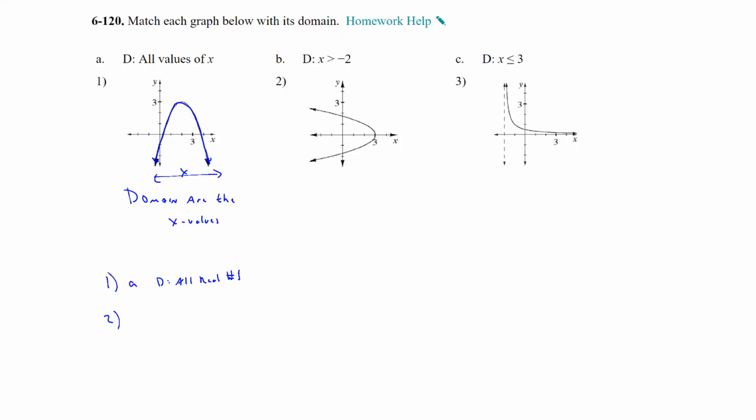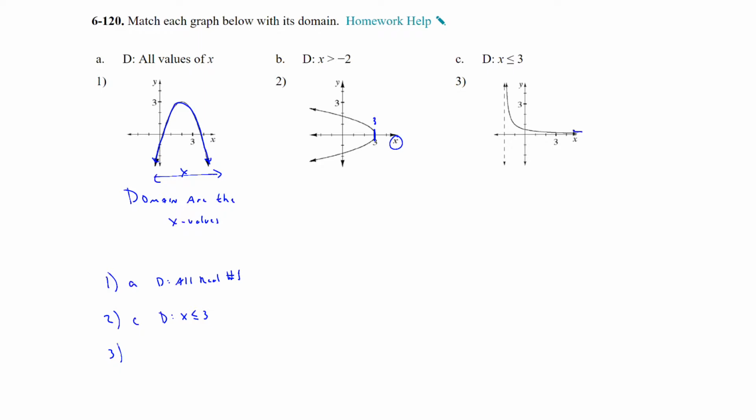Graph number 2, your domain, once again, your x values. So it starts at 3 and only takes on values that are to the left of 3. So for that one, we would want C, where your domain is all values of x that are less than or equal to 3. And so process of elimination, but let's also look at it for number 3.